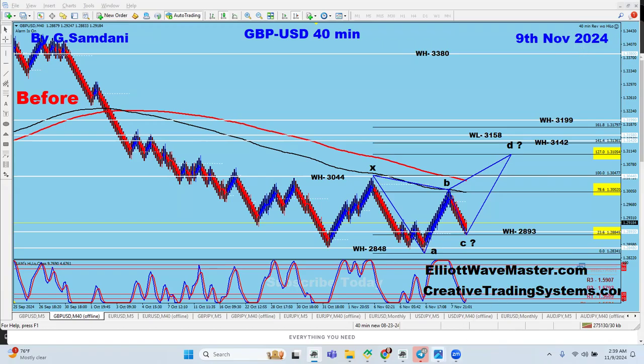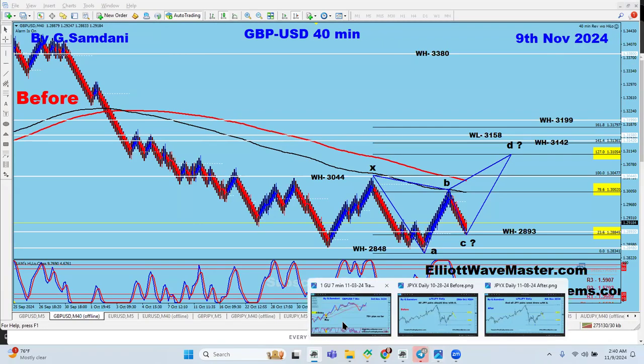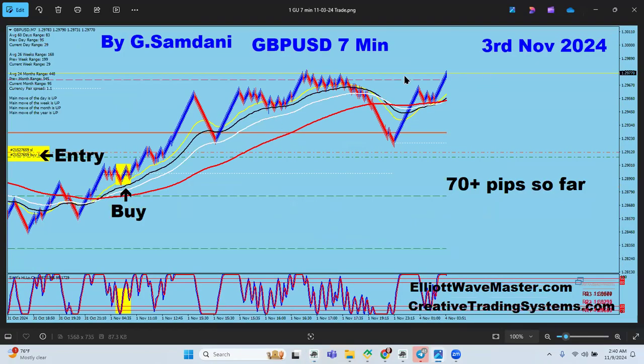Okay, here. So this is the first trade on November 3rd. The entry was the Friday before this, on November 1st, but I ended up closing it for 70 pips on the third. So from here, the game starts.